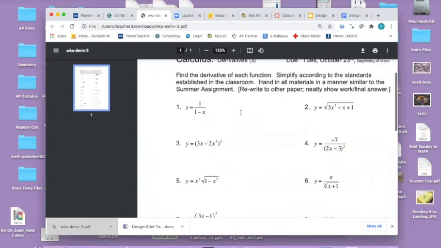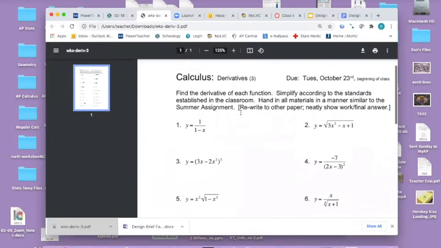I might be a little sporadic in how I approach these. What did I say? Find the derivative of each function, simplify according to standards established in the classroom. Well, that directive is out the door since we don't simplify anymore. Hand in all materials in a manner similar to the summer assignment, which you guys didn't have. Rewrite on other paper and show neatness.